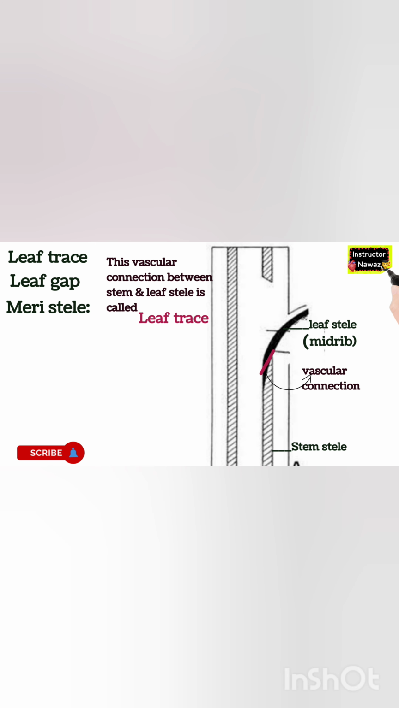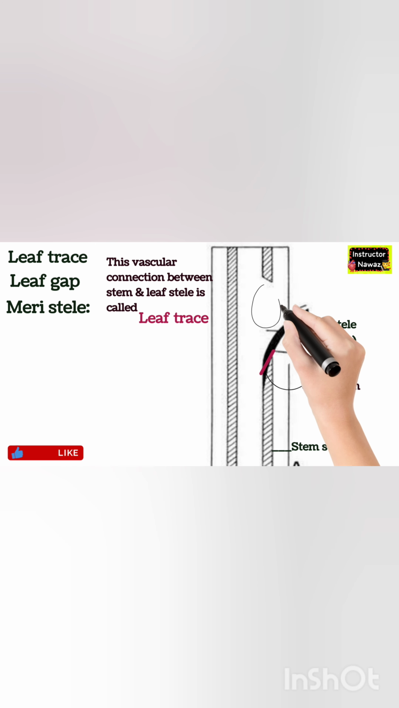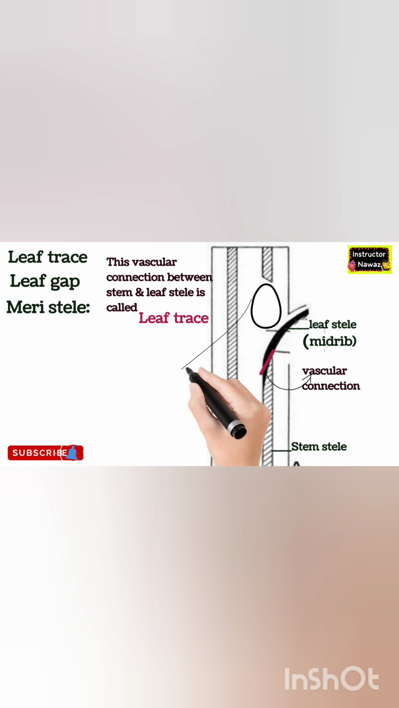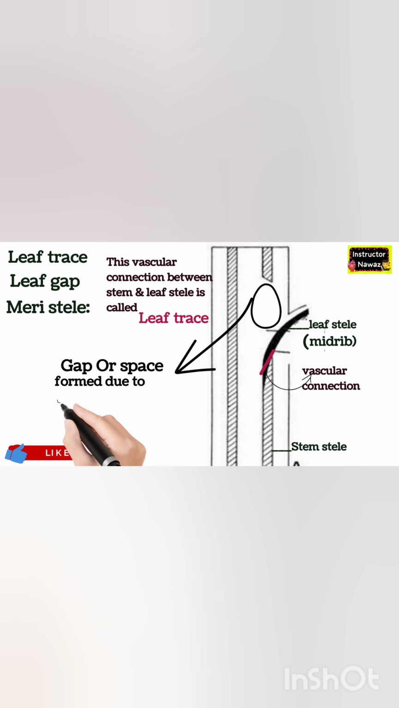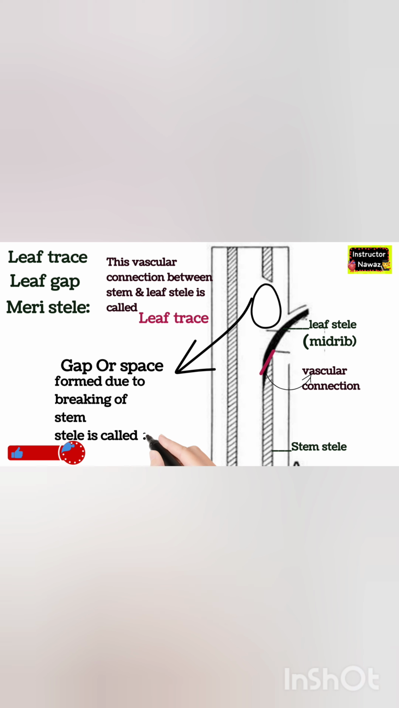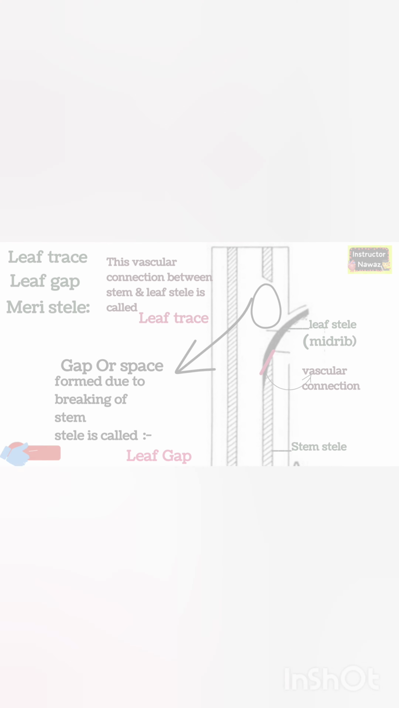Now let me show you here. This is a gap produced because of breaking of the stem stele. This gap or space produced in the stem due to breaking of the stem stele is what we call leaf gap. Right? Hope you got the concept.